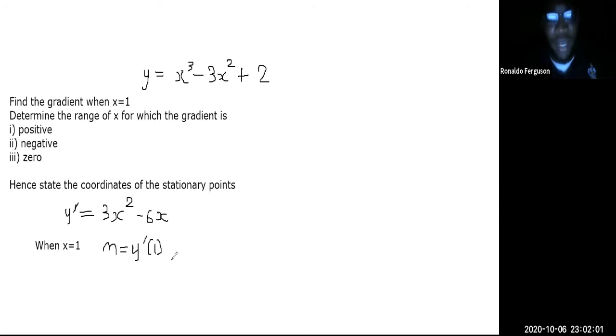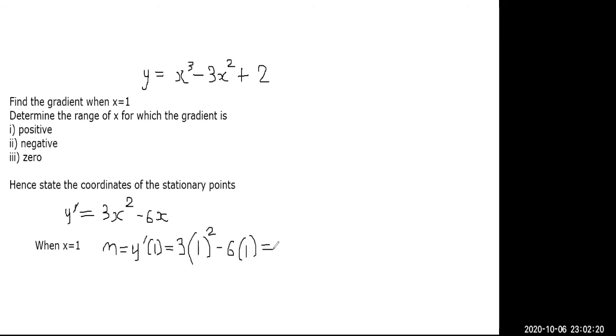f prime of 1 is equal to 3 times 1 squared minus 6 times 1, which is equal to 3 minus 6, which is negative 3. So automatically we know that when x equals 1, the gradient is negative. So when x equals 1, it should fall in the negative range, right? Yes. All right, so that's the first part out of the way.